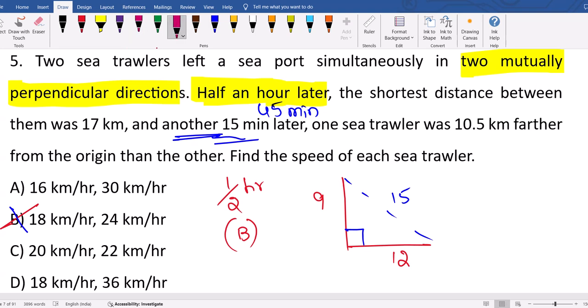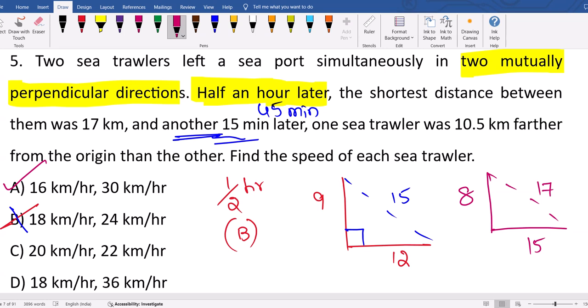Option A is correct. 16 for 1 hour means 8 in half an hour, and this is 15. Root of 8 squared plus 15 squared: 225 plus 64 is 289, which is nothing but 17. First condition satisfied. What is the other condition?